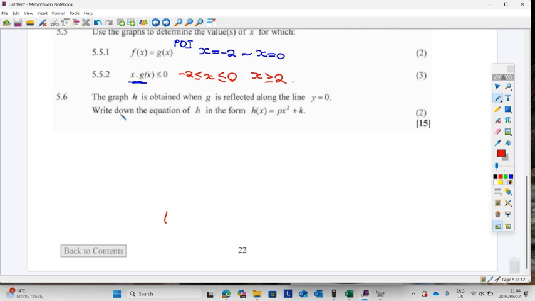And then the last question: the graph of h is obtained when g is reflected along the line y is equal to 0. Do you remember that line? There we are. This is the line y is equal to 0. So the line y is equal to 0, we are talking about the x-axis. So g is reflected about the x-axis.